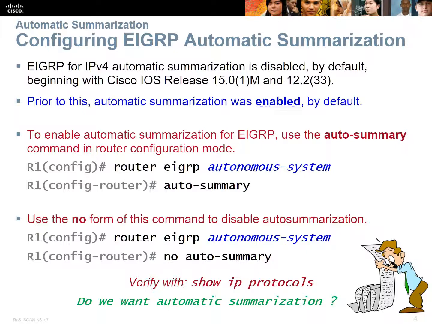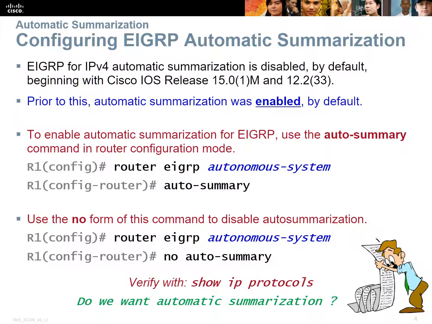Typically in your journals, I would have router EIGRP and a number, and I'd have no auto-summary in there. Just type that command automatically because it'll save you lots of grief. And if you want to verify, the best command is show ip protocols. Very useful command. Do we even want automatic summarization? Sometimes it can be a benefit, sometimes it will be a curse. Let's have a look at some examples of that coming up.